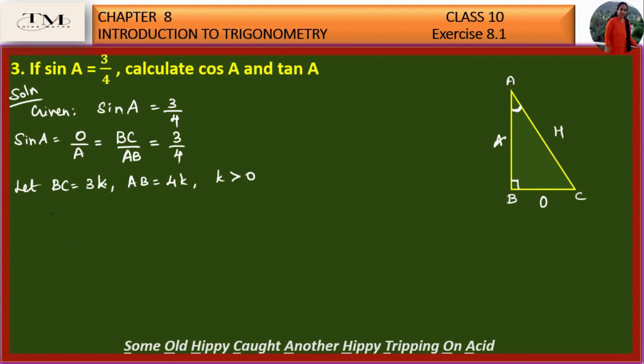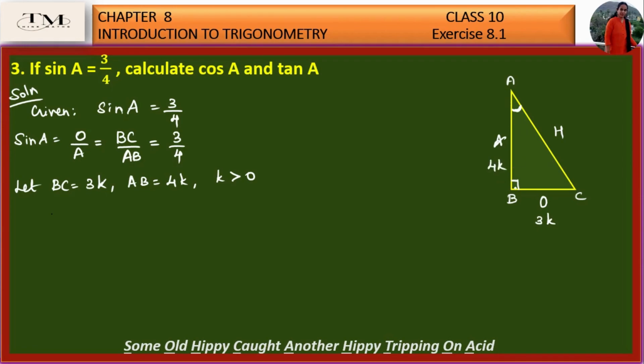Why did we assume 3K and 4K? This ratio may be after simplification, so there will be a common divisor. If we divide by the common divisor, we get 3 by 4. Let that common divisor be K. So BC will be 3K and AB will be 4K. So we got BC and AB.